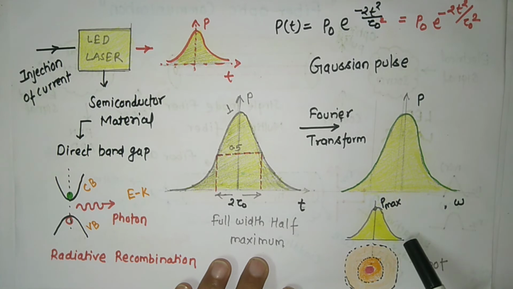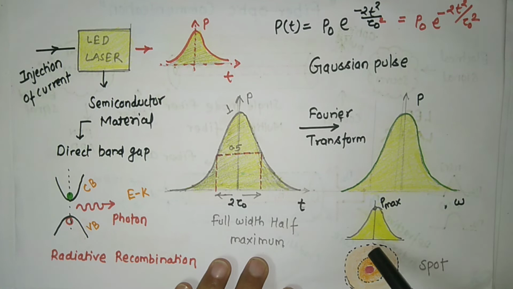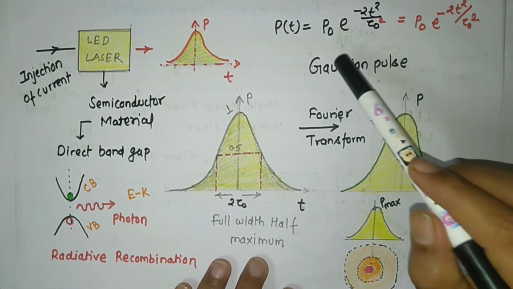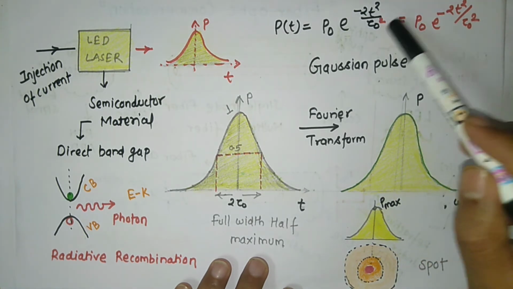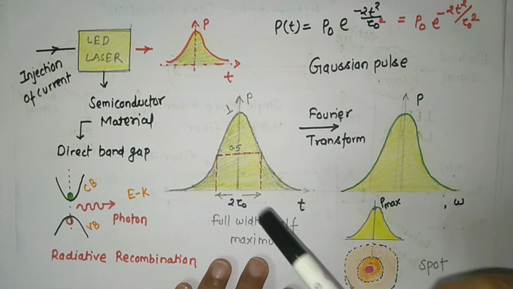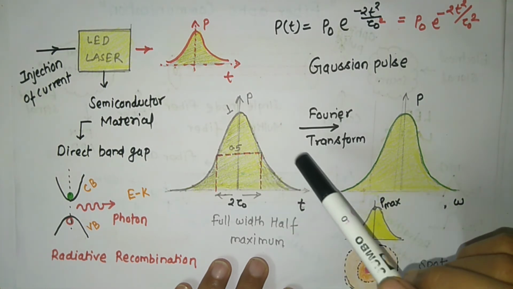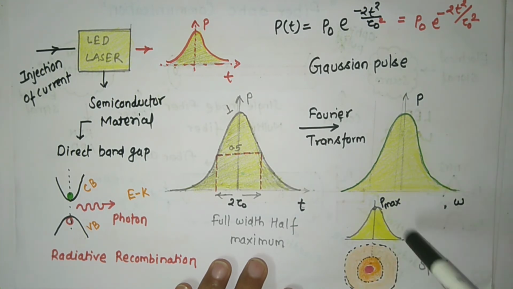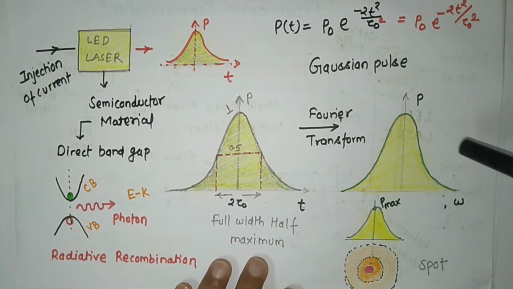Intensity is decreasing in this fashion, or you get such kind of profile, and this profile is known as Gaussian profile. And what is the equation of this Gaussian profile? That is P naught into e power minus 2t square by tau naught square. What is the advantage of this Gaussian pulse? If you take the Fourier transform of this Gaussian pulse, then you will get a Gaussian pulse in the frequency domain. This is time domain, this is frequency domain.